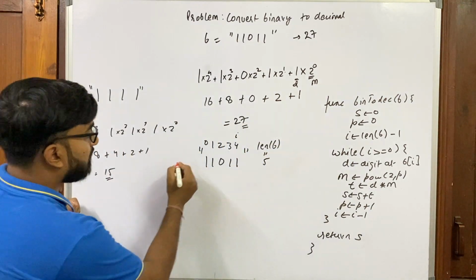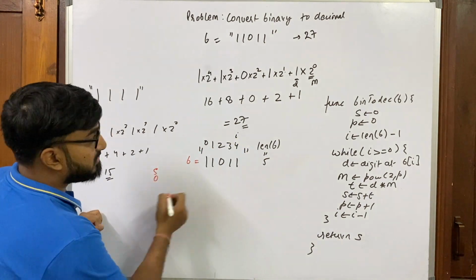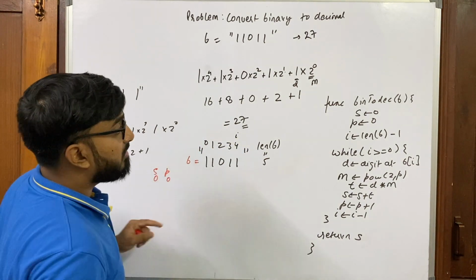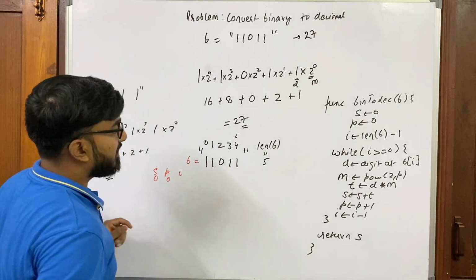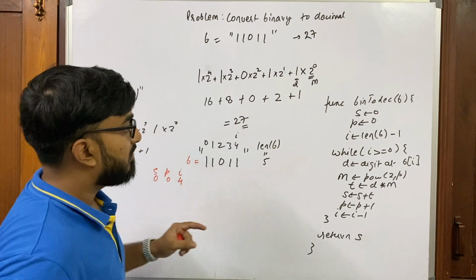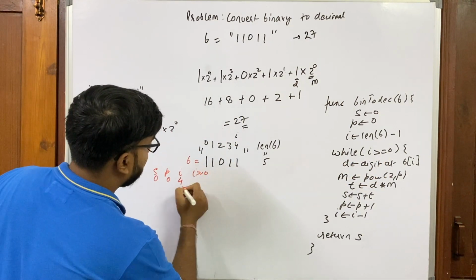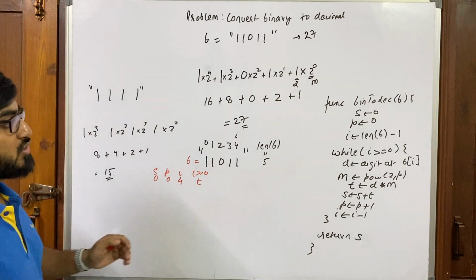In this case our b is this string. We start with s equal to 0, we start with p equal to 0, we have I equal to length of b minus 1. Length of b in this case is 5, 5 minus 1 gives us 4. While I greater than equal to 0, which is 4 greater than equal to 0, which is true. So we go inside the while loop.